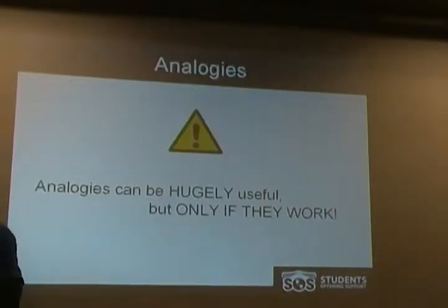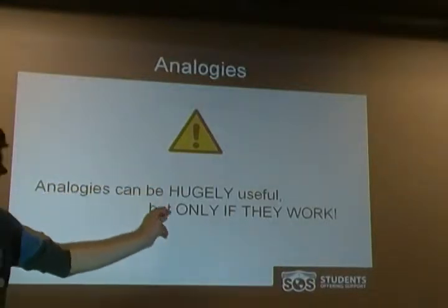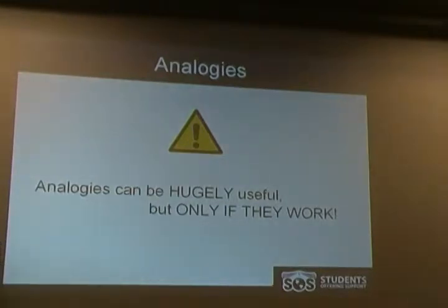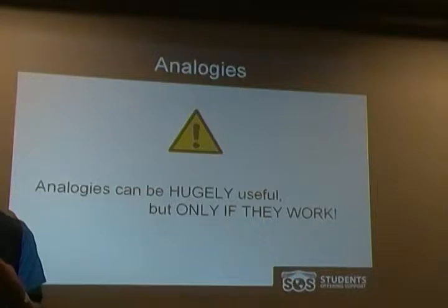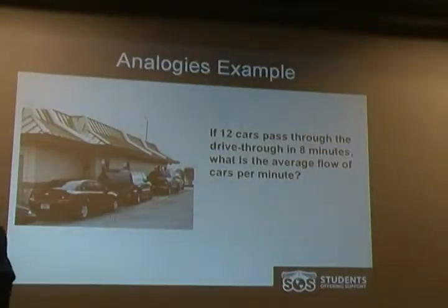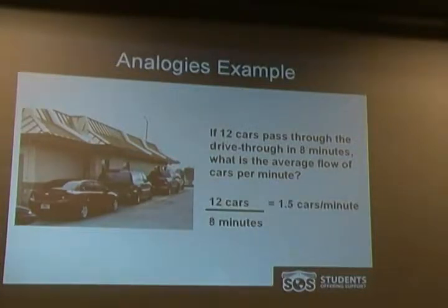Now you know. Analogies. Analogies can be hugely useful, but I put a caution sign right there because they only are useful if they work. So don't spend your time creating an analogy that doesn't work. They need to work. They can be super, super powerful, but they gotta work. So here's a quick analogy for you. If 12 cars pass through the drive-thru in 8 minutes, what is the average flow of cars per minute? I could turn this into an audience participation question, but here I'll just give you the answer. 12 cars divided by 8 minutes is 1.5 cars per minute.